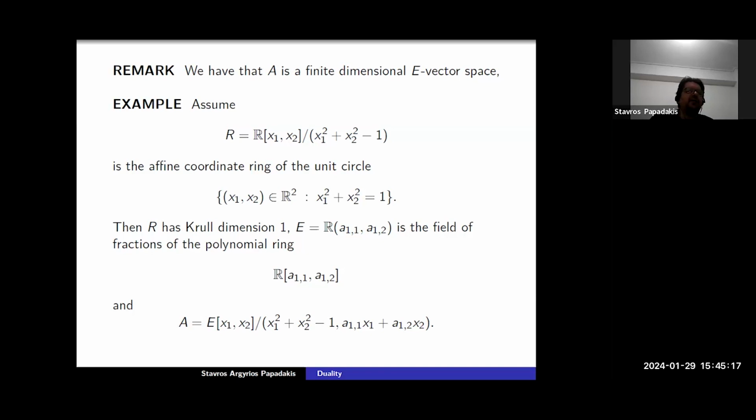We start with a finite coordinate ring of the unit circle. It has Krull dimension one. So we need to extend the field R to the rational field in new variables A11, A12. So E is the field of fractions of the polynomial ring in new variables A11, A12. And A is this quotient.